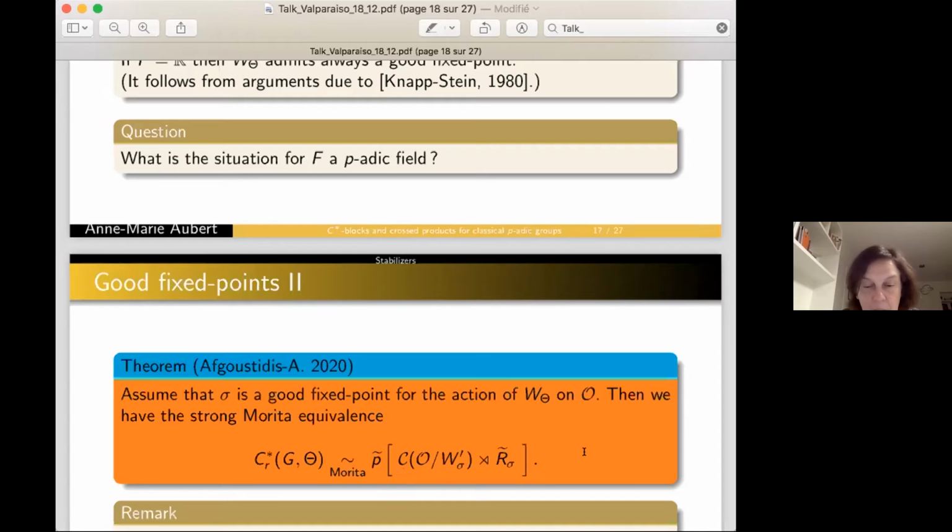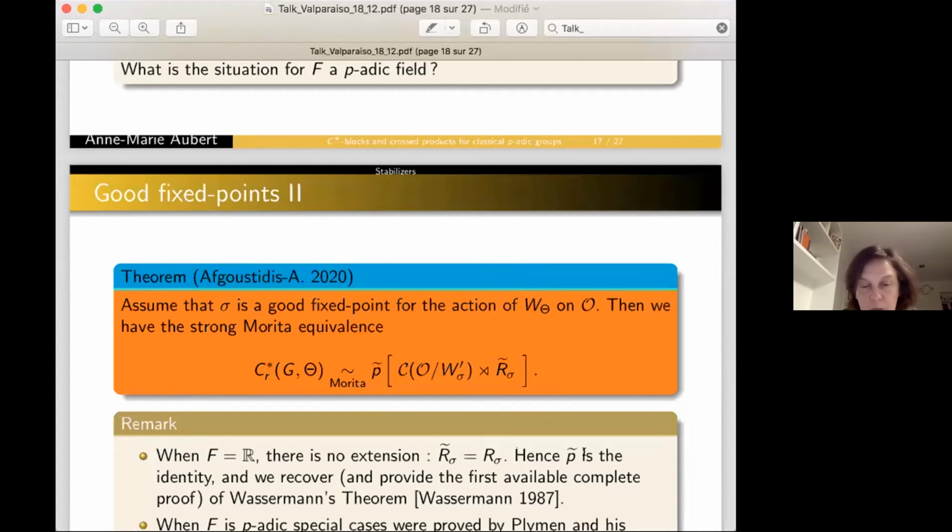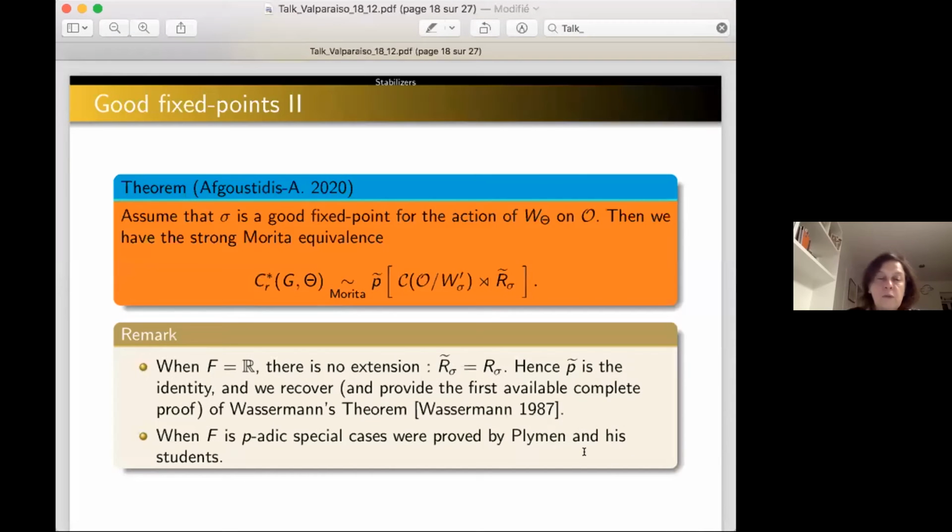So pi tilde is acting non-trivially only on R tilde sigma. So the first remark is the following. When F is real, as I have already said, there is no need of extension. So R tilde is just R sigma and P tilde is the identity. And so we recover the result of Wassermann, the Wassermann theorem, and we give a proof. And so it is, as far as I know, the first available complete proof of Wassermann's result.